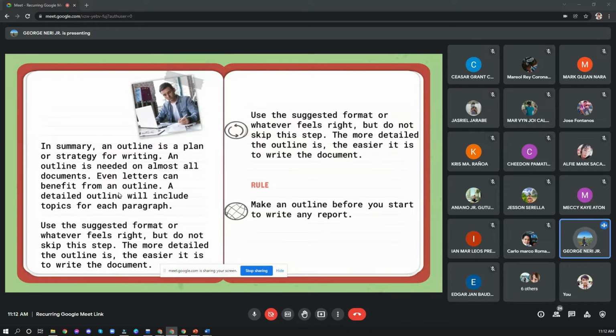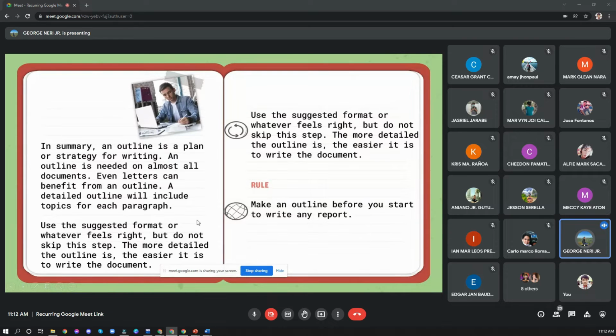Use the suggested format or whatever feels right, but do not skip this step. The more detailed the outline is, the easier it is to write the document. So the rule is: make an outline before you start to write any report.